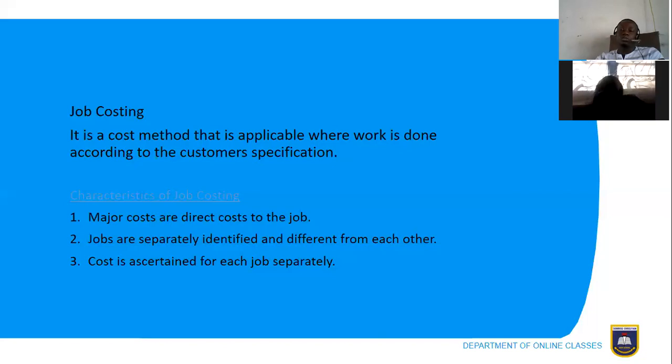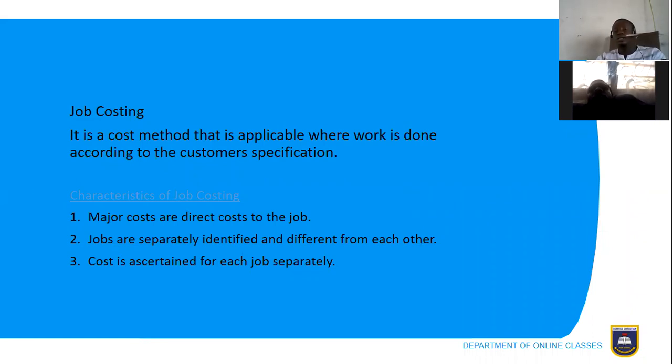So under job costing, we do not combine the jobs together. That is not done under job costing. Okay? Each job is separately ascertained. So these are the three major characteristics of job costing. Major costs are direct costs to the job. Jobs are separately identified and different from each other. Cost is ascertained for each job separately.